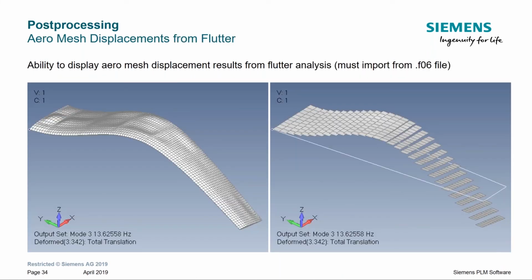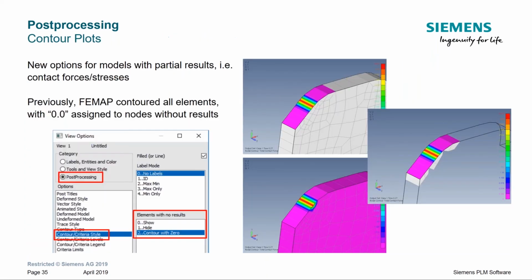If you're doing any aeroelasticity, we're still continuing to enhance that. And now we can display aero mesh displacement results from a flutter analysis. The way you do that is you need to write out your results to the F06 file. And then when you read in the F06 file, you can display the deformed aero mesh.